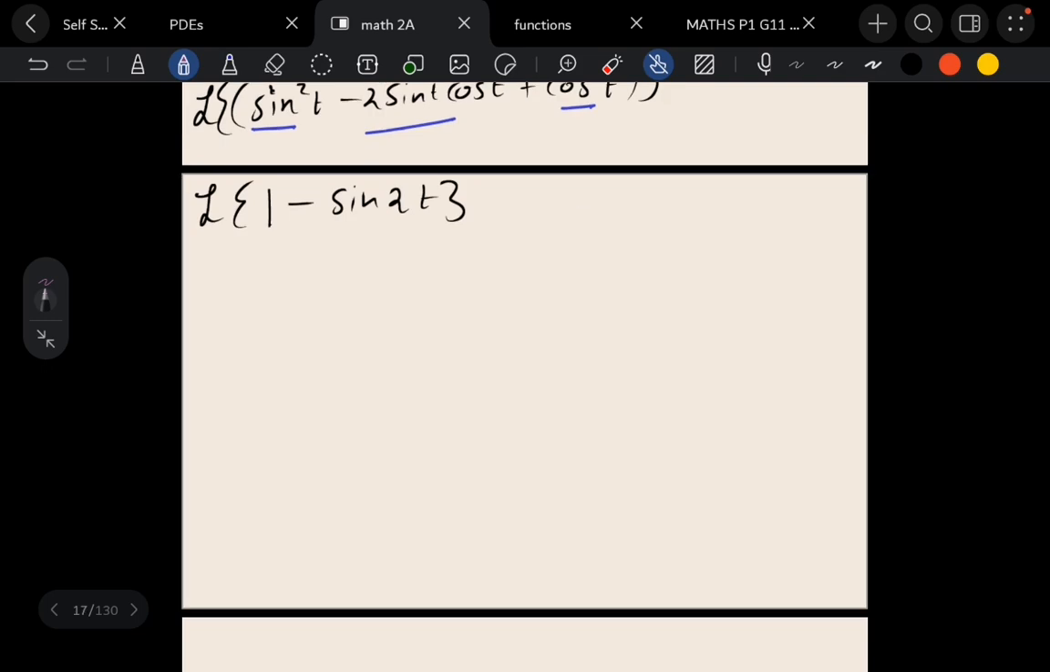So in this case, we're going to have in bracket, what is the Laplace transform of 1? It is 1 over s minus, what is the Laplace transform of sine 2t? It is 2 over s squared plus 4.